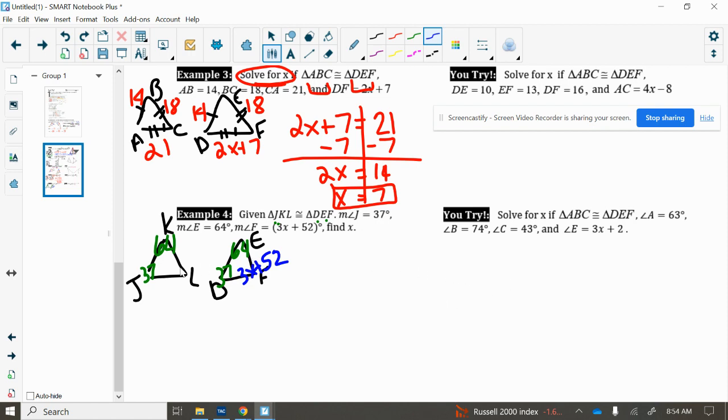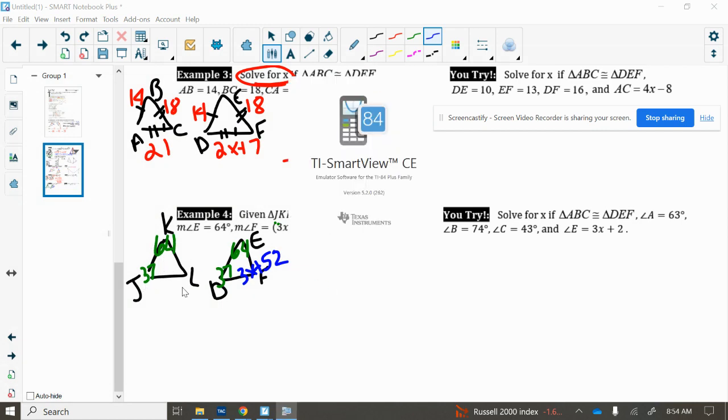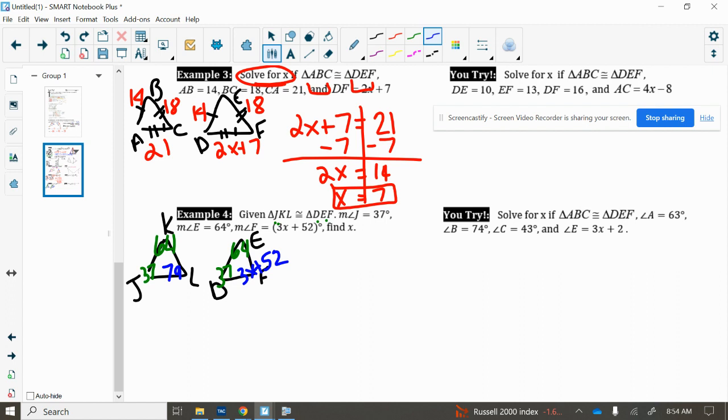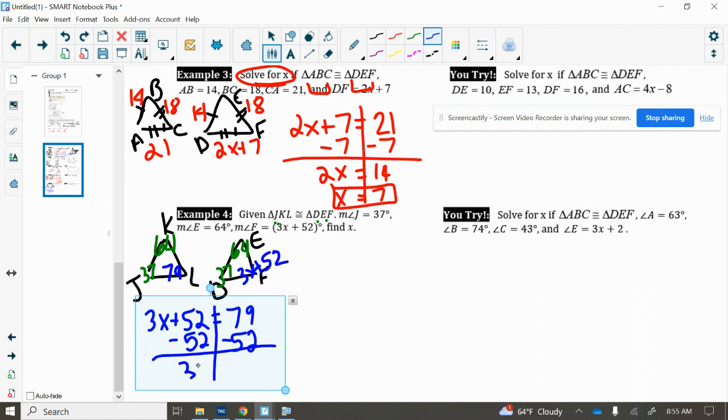Option one is if we subtract from 180 the two remaining angles that we have here, we can figure out what angle L, thus angle F, is. So we can take 180 minus the 64 minus the 37, and I know that it's going to come out to be 79. So for option one, I can take 3x plus 52 and set it equal to 79. Now this time I'm going to subtract the 52. I would get 27. And then when we divide by 3, x ends up equaling 9.